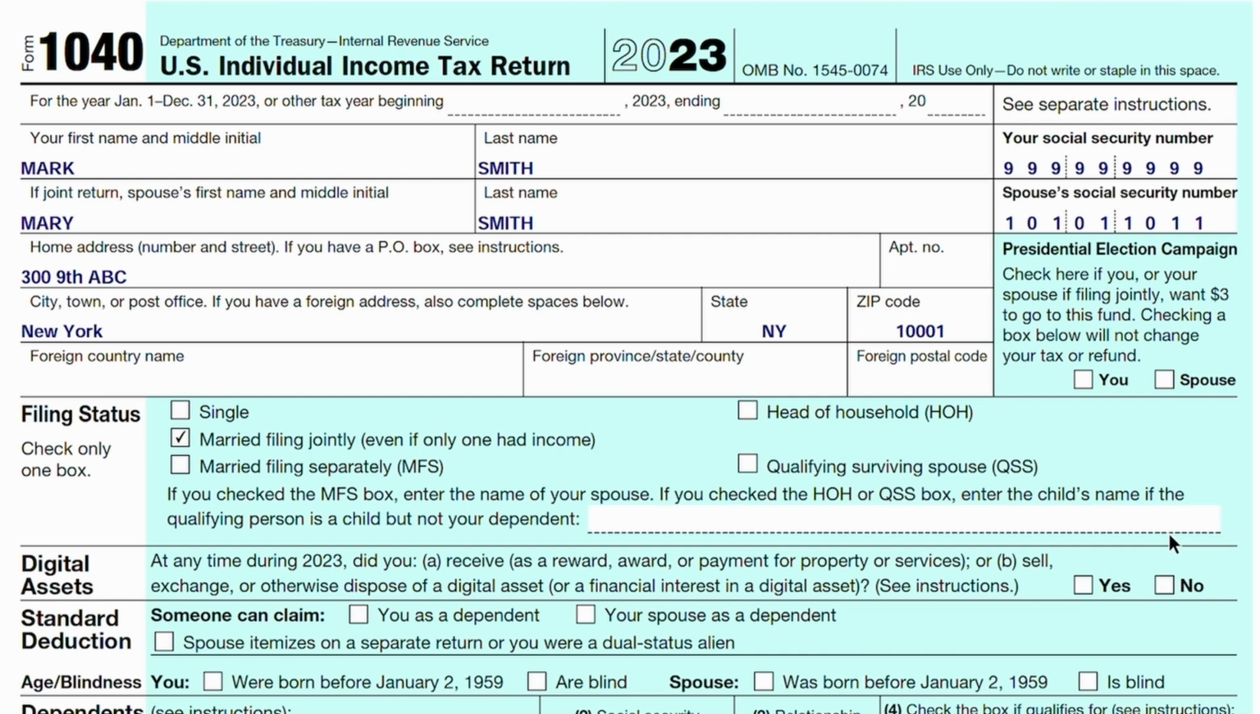This is the dummy form of Mark Smith and Mary Smith. They are married individuals, so their filing status is married filing jointly. Depending on your situation, your filing status could be different. It could be single, it could be married filing separately, which means that you are married but for some reason you are filing separately. It could be head of household, or it could be qualifying surviving spouse. We will be discussing all the filing statuses in detail in future videos.